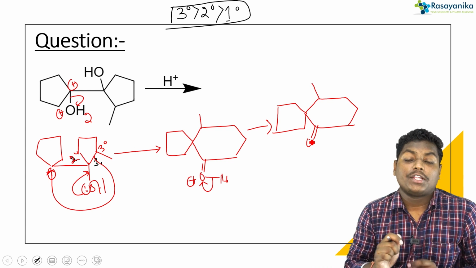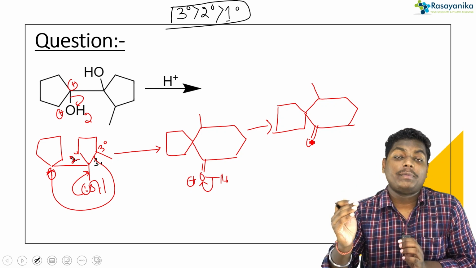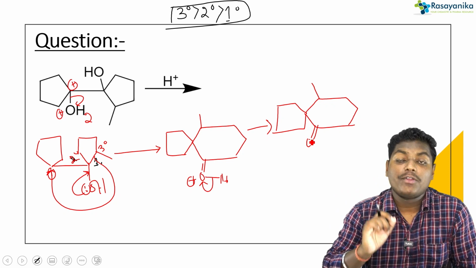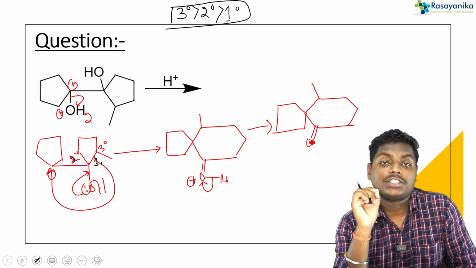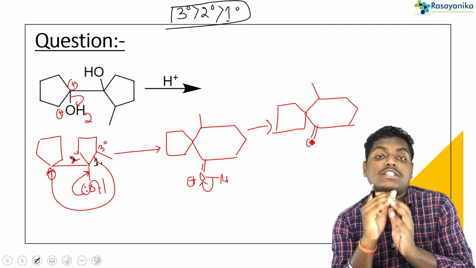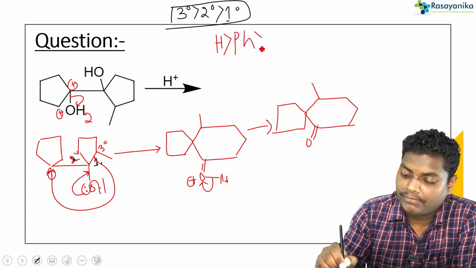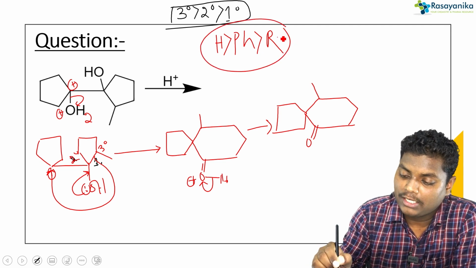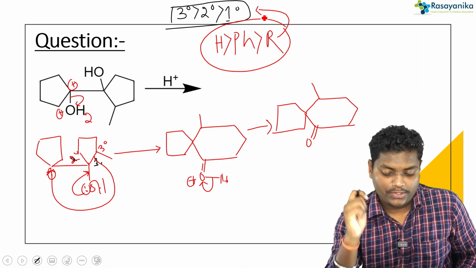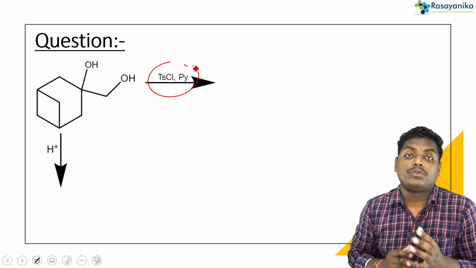So here 2 things were there. First of all, you need to decide which OH will be protonated. On what basis will you decide? On the basis of the stability of the carbocation. Then, once the carbocation is generated, you migrate a group, and you decide that on the basis of migratory aptitude. For your revision, the migratory aptitude is H greater than phenyl greater than R, where R is the alkyl group, and in alkyl groups the tertiary has more migratory aptitude than secondary, than primary.